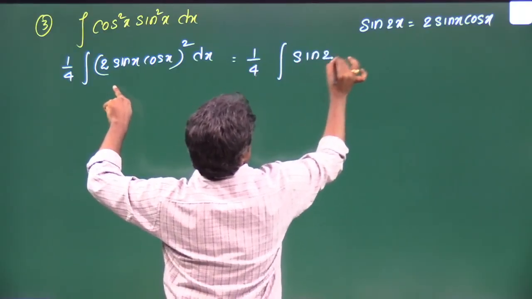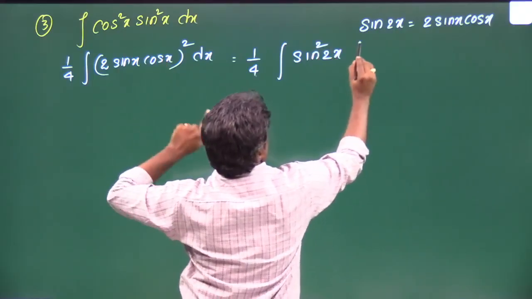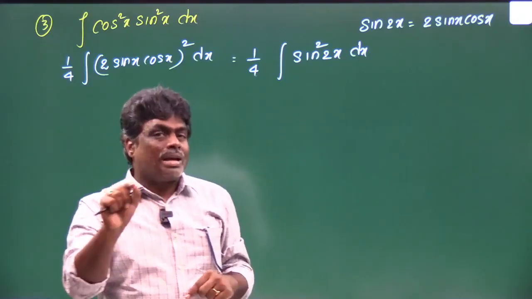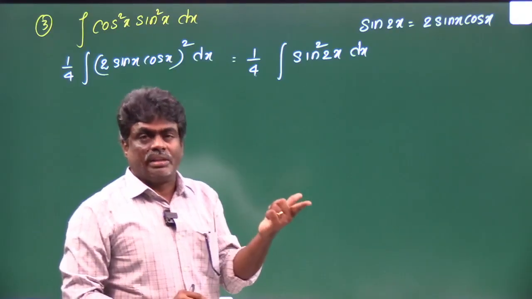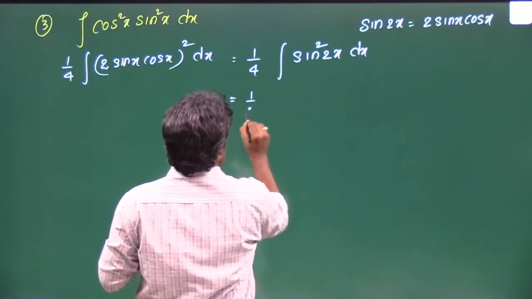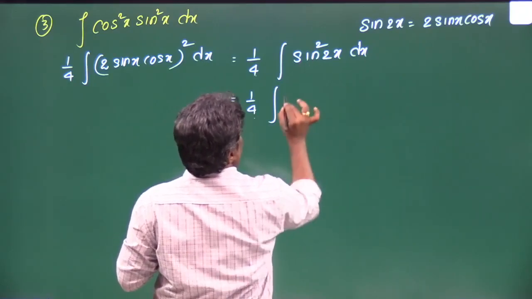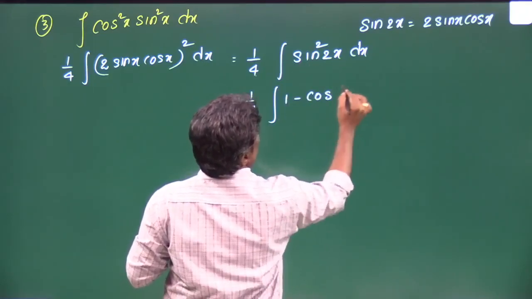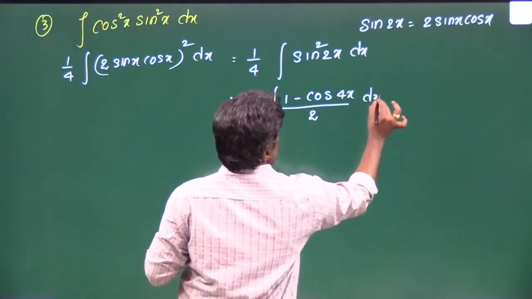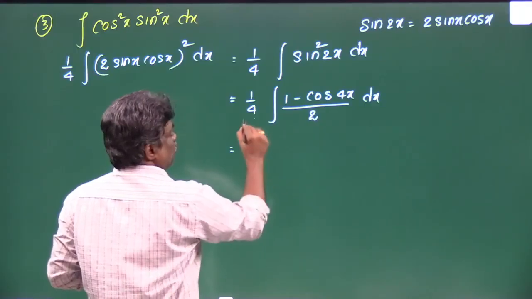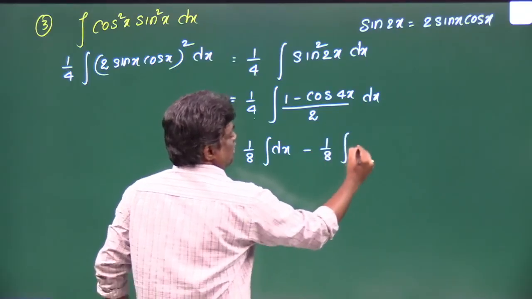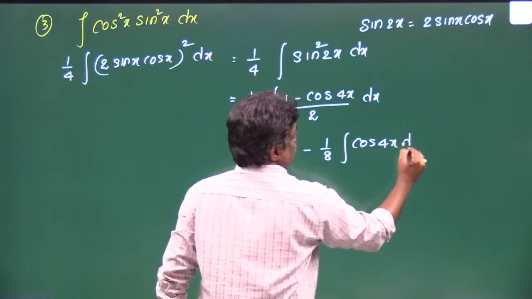That's better. So 2 sin x cos x is nothing but sin 2x, and the square is there, so 1 by 4 integral. Again the earlier technique: sin square theta is 1 minus cos 2 theta by 2, cos square theta is 1 plus cos 2 theta by 2. So this is 1 by 4 integral of 1 minus cos 4x, since 2 into 2 is 4x, be careful, by 2 dx. Now first split it. This is 1 by 4 and 1 by 2, 1 by 8 integral dx, minus 1 by 8 integral cos 4x dx.